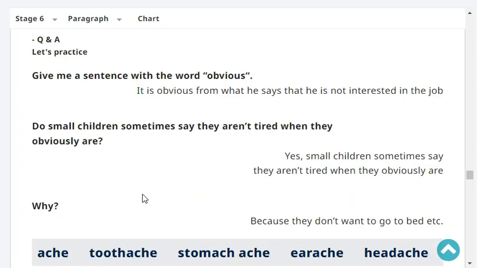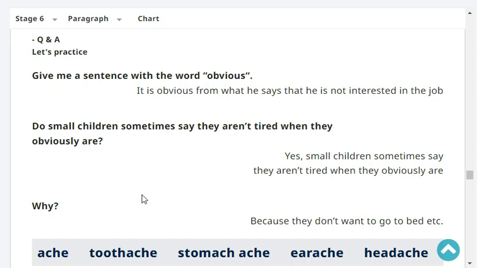Let's practice. Give me a sentence with the word obvious, please. It is obvious from what he said that he is not interested in the job.